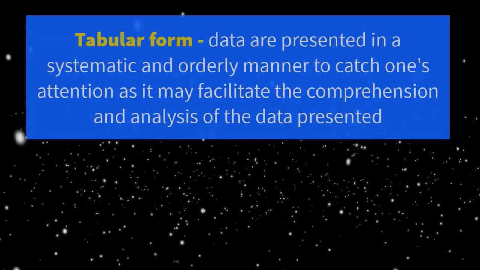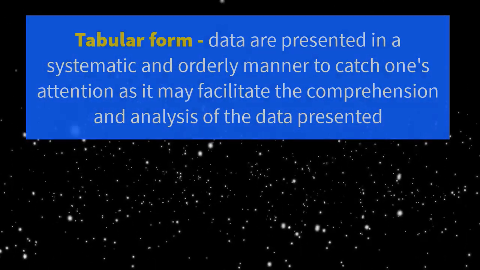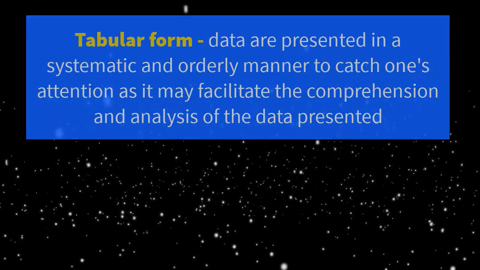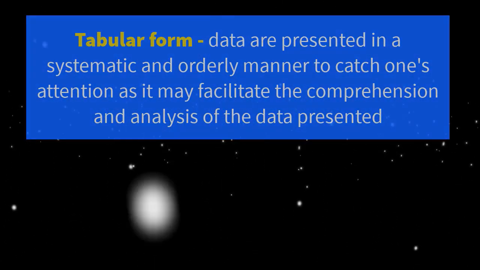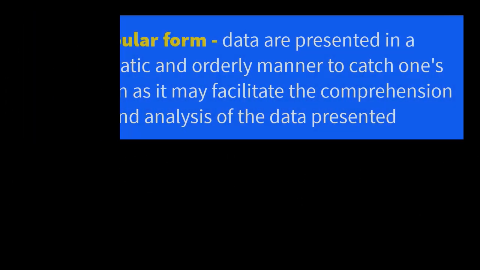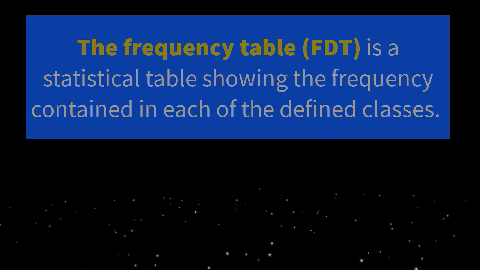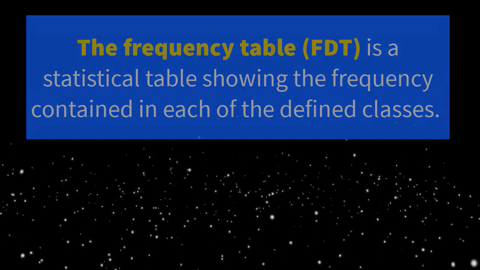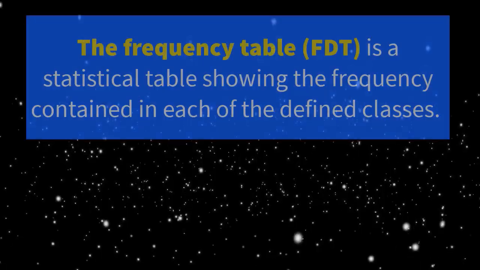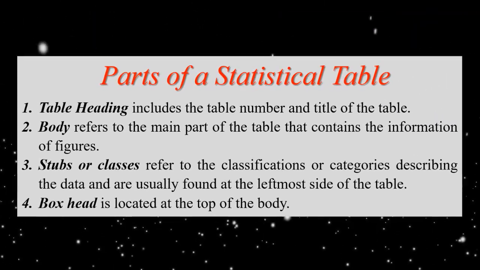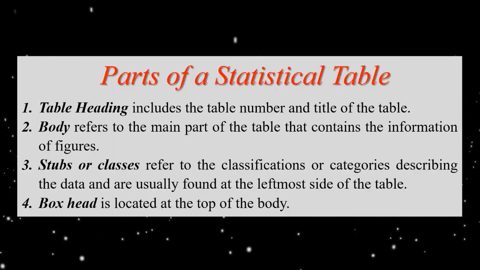In tabular form, the data are presented in a systematic and orderly manner to catch one's attention, as it may facilitate the comprehension and analysis of the data presented. The frequency distribution table is a statistical table showing the frequency or number of observations contained in each of the defined classes or categories.